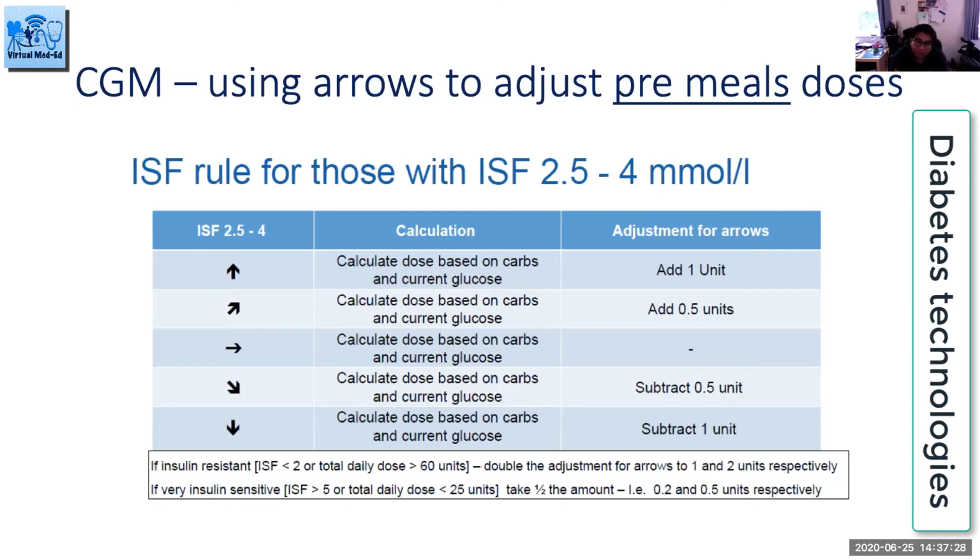That obviously changes if the patient is more insulin resistant. As you can see in the small box at the bottom, if your total daily dose is more than 60 units or less than 25 units, then you make adjustments accordingly. Very basic, very simple. The rule of the game is looking at where the arrow is pointing. Is it acute? Is it at an angle? And that's either 1 or half a unit, depending on whether it's high or low. Very easy, and most patients understand this.